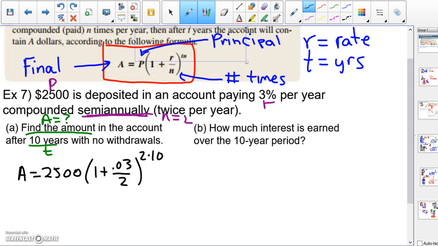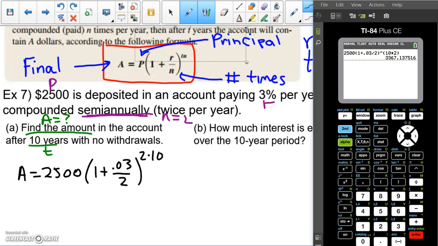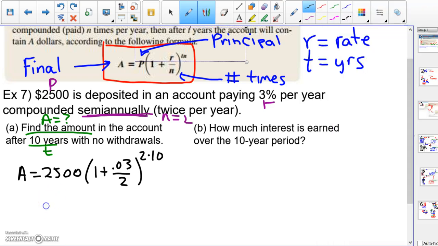So you're going to want a calculator. You plug that in, and I've already done that. 2,500 times 1 plus 0.03 over 2 to the 20th power is what that's going to be. If you don't use parentheses correctly, you're not going to get the right answer, but it looks like $3,367.14.